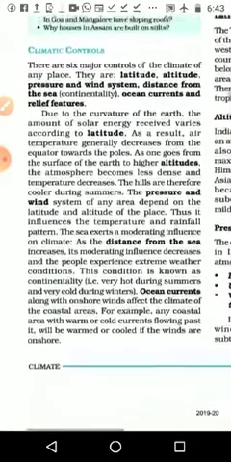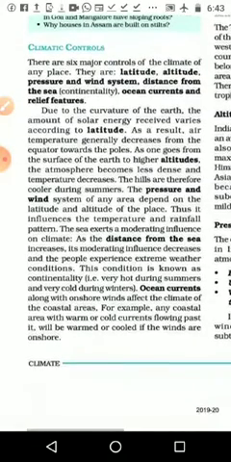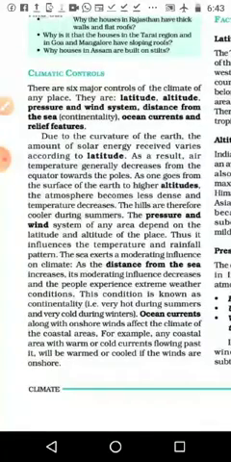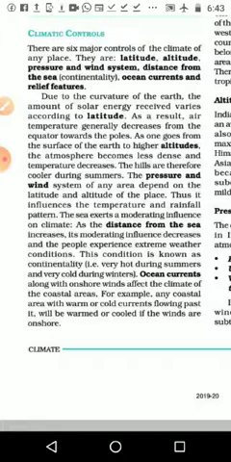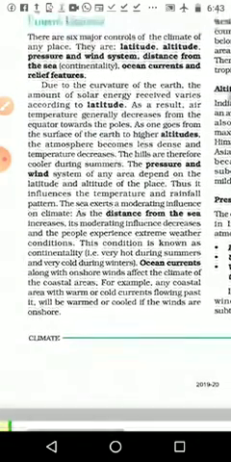We studied temperature, wind, pressure, things like that in smaller classes, in 6th standard. Here we are going to study 6 reasons or 6 factors which control the climate. First one latitude, then second one altitude, third one pressure and wind system, and fourth one distance from the sea, then next one ocean currents, then last relief features.